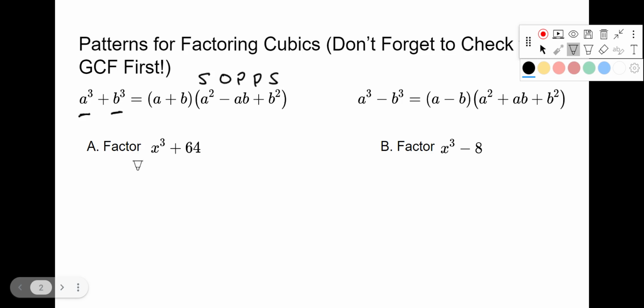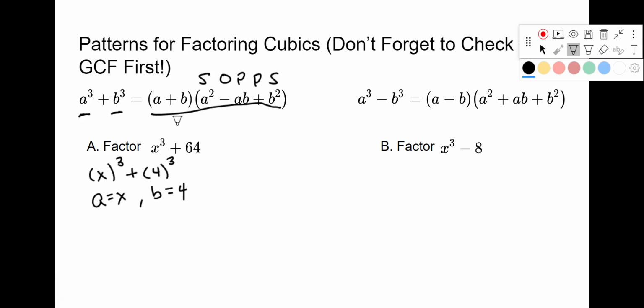So we want you to factor x cubed plus 64. So the first thing we have to do is break down x cubed plus 64 and figure out what a and b are for our formula that we have right here. So the question is, what's being cubed? Well, in x cubed, it's x that's being cubed. Right? That's how we get x cubed. 64 is 4 cubed. So now we have x cubed plus 4 cubed. So that means a is x, b is 4. Those are the two things that are being cubed.